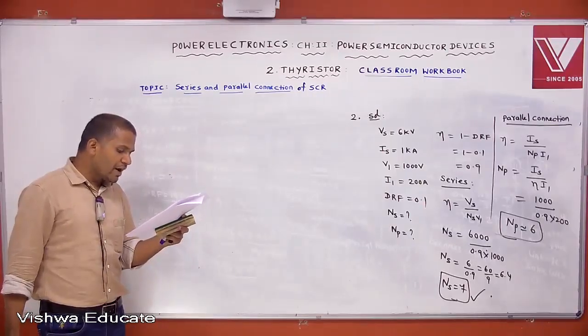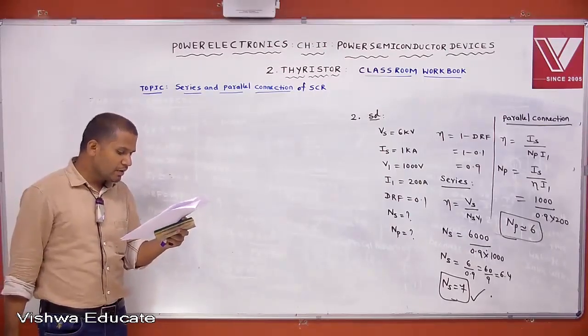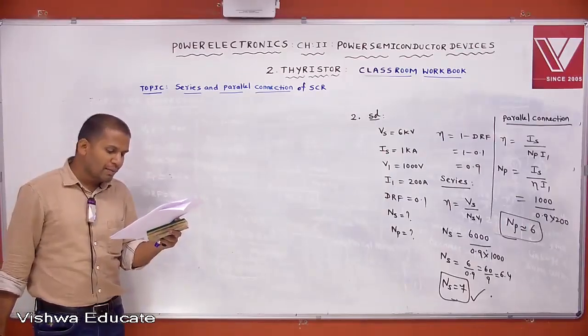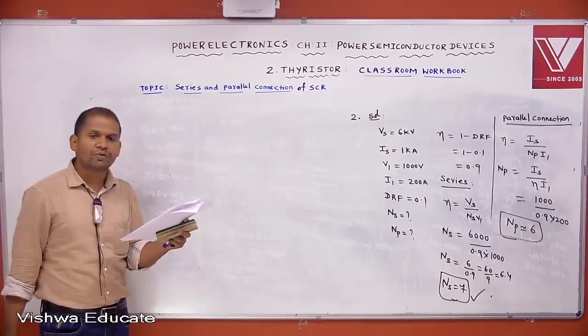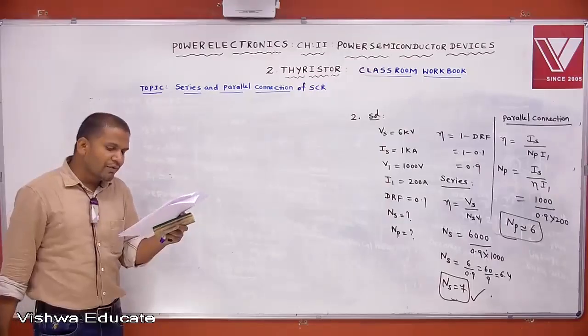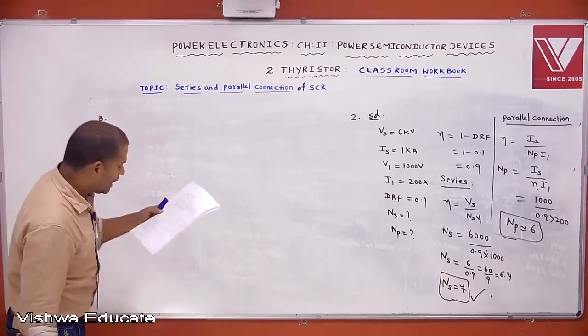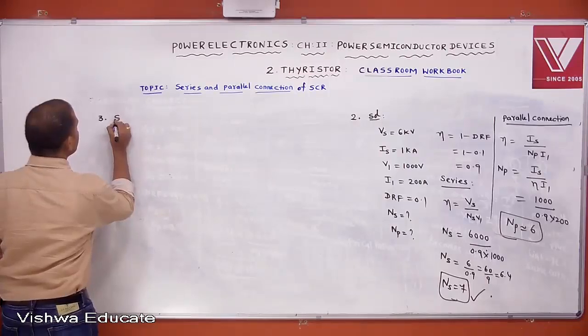First, the number of series and parallel connected SCRs. For these SCRs, the maximum off-state blocking current is 12 milliamperes and the reverse recovery charge is 25 microcoulombs. Determine the value of static equalizing resistance and dynamic equalizing capacitance. What is the solution for this problem?